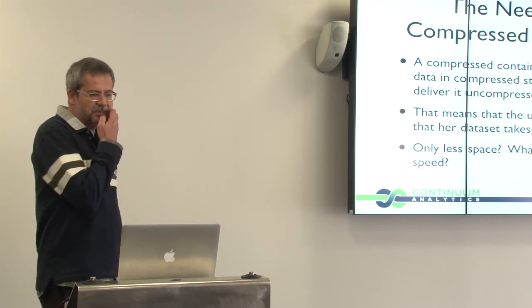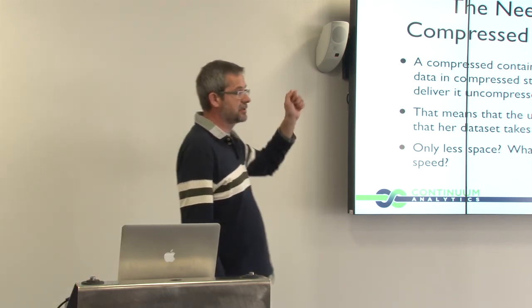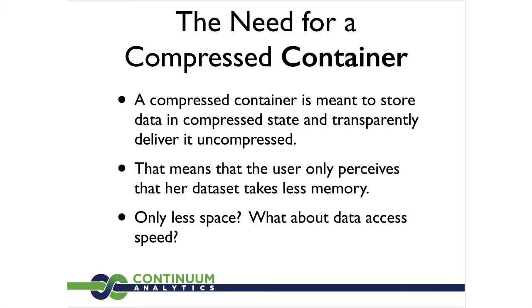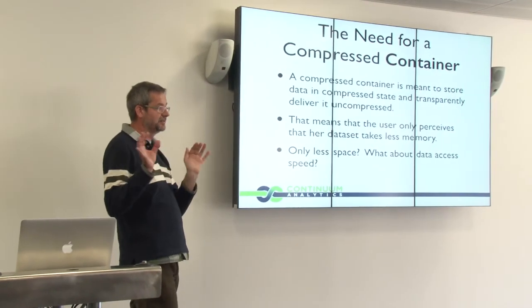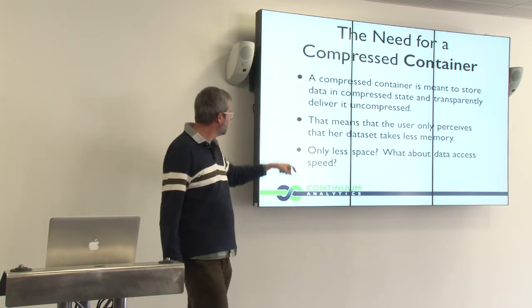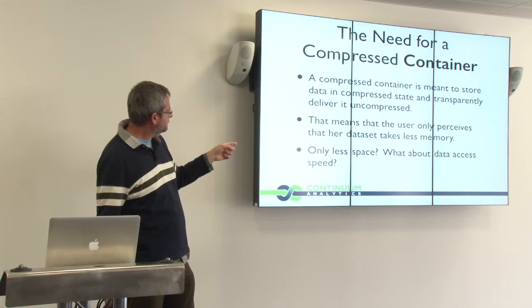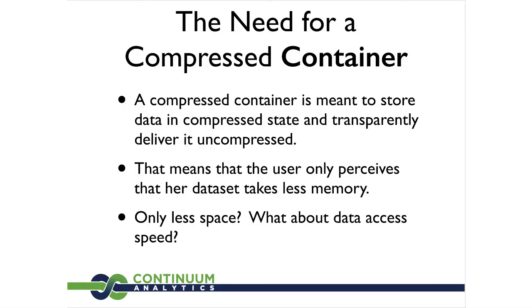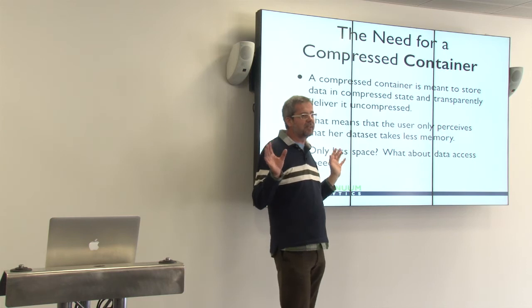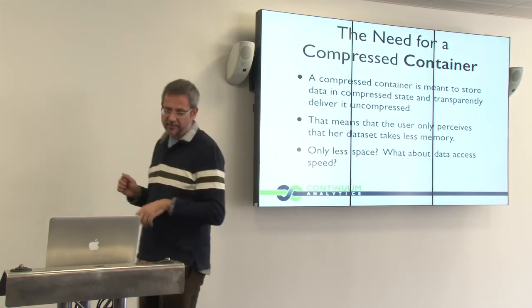And for this, in the real world, we also need a compressed container. This is very important. A compressed container is meant to store data in a compressed state and transparently deliver it uncompressed to the user, or to the CPU at least. Maybe the user doesn't see the decompressed data. That means the user only perceives that her data set takes less memory. But not only less space, we also want to know what happens with the data access speed.